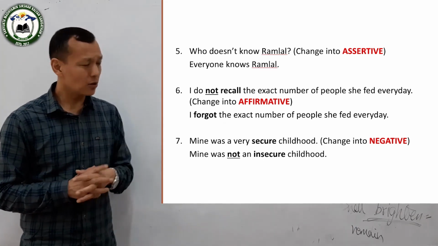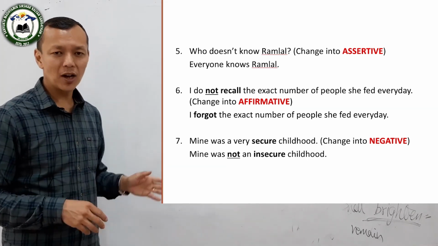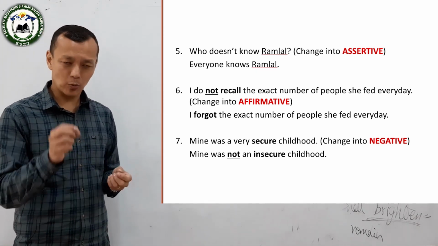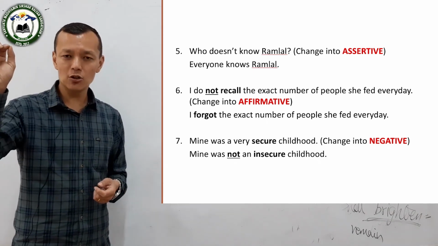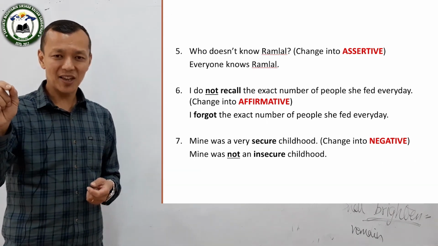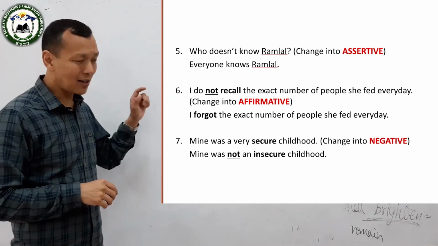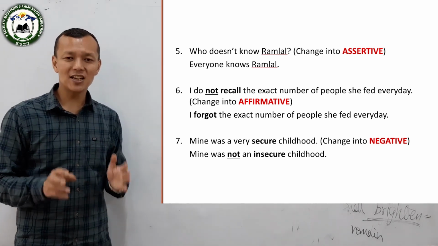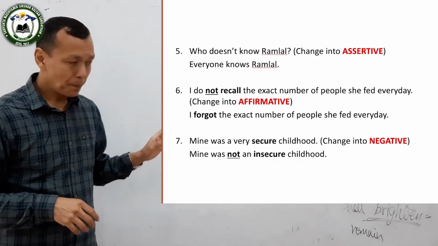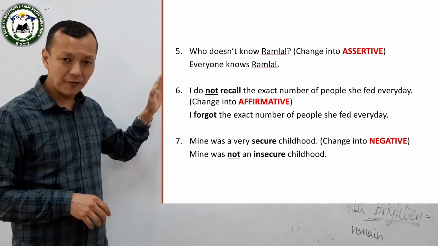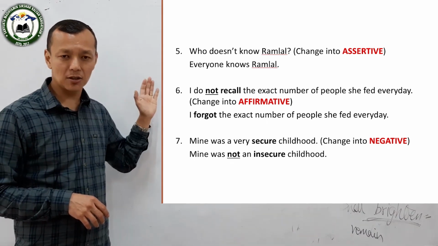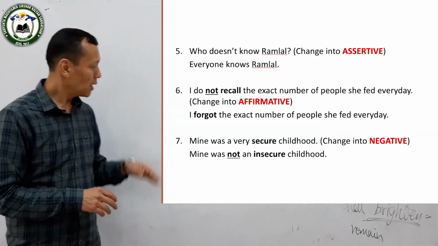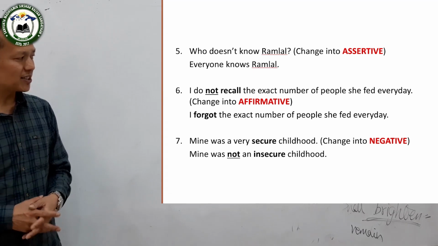So, who doesn't know Ramlal? The answer is everyone knows Ramlal, or everybody knows Ramlal. Both ways are correct. When you say everyone knows Ramlal, you do not put a question mark at the end; you put a full stop. So the answer that we have written is an assertive sentence and the question that is given is an interrogative sentence. This form is different from what we discussed in the previous screen and what we'll discuss in these two remaining examples.